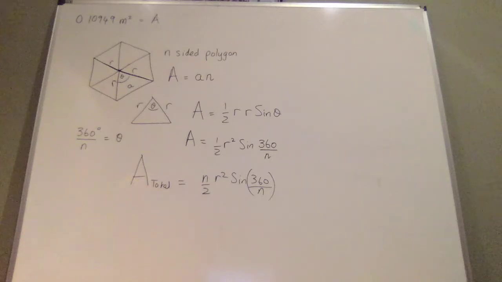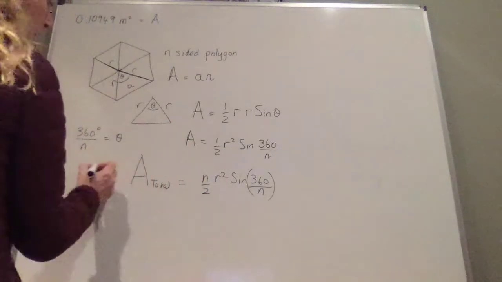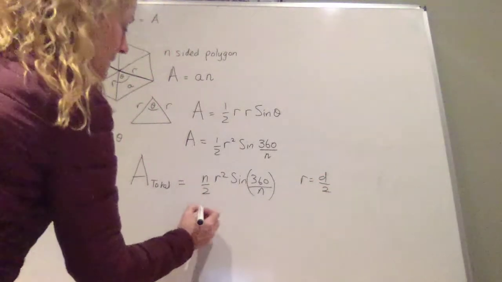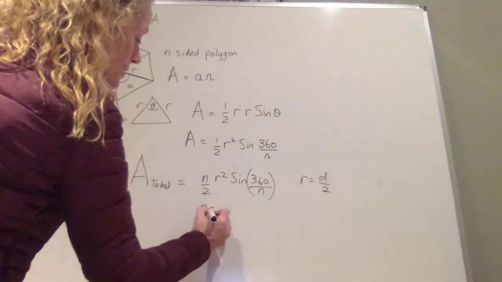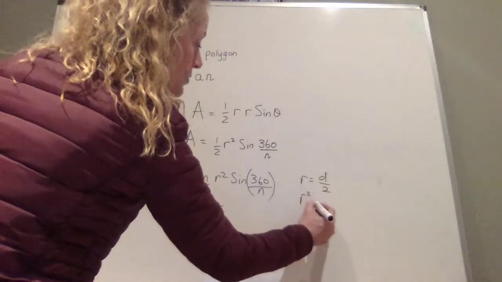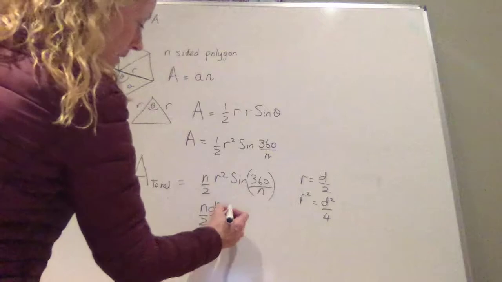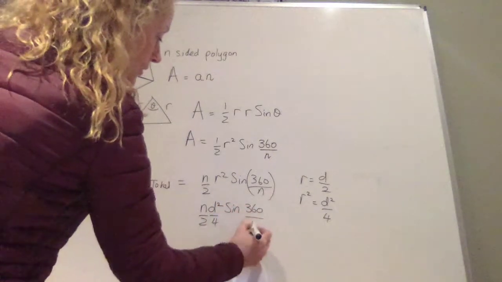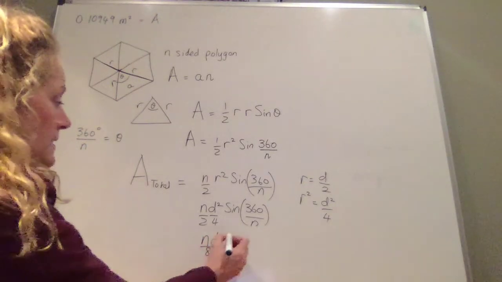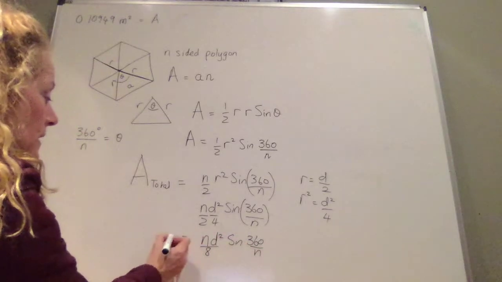Now from that, d, the diameter, is 2r. So r would be equal to d divided by 2. If we replace that with d, that will give us n over 2 times d squared over 4, because if r is equal to d over 2, r squared will be d times d, which is d squared, over 2 times 2, which is 4. So, times sine 360 over n. That will give you n d squared over 8 times the sine of 360 over n, and that's equal to the area.